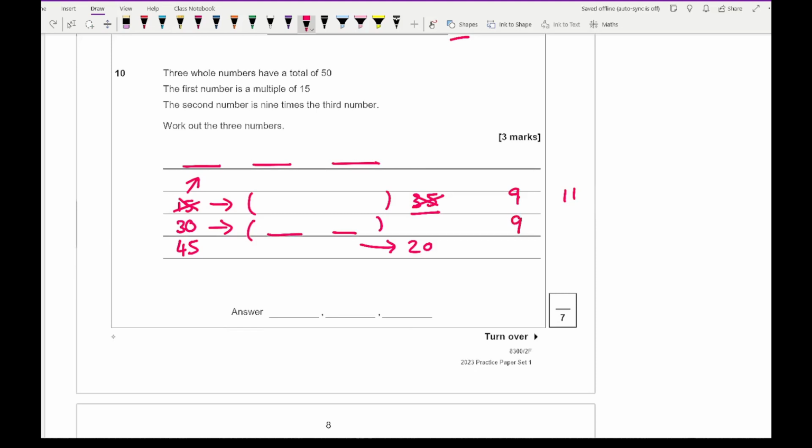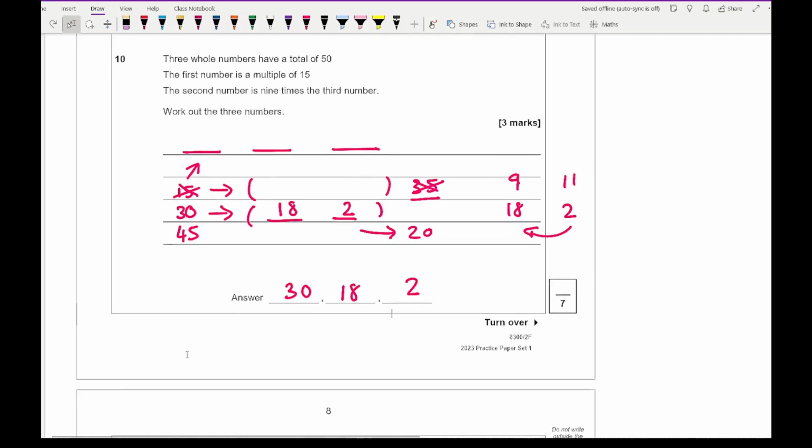But if I have 18 and 2, well 18 and 2 does work because 2 times 9 is 18. So then the two numbers are going to be 18 and 2. So the three numbers are going to be 30, it's going to be 18 and it's going to be 2. And it needs to be in that order.